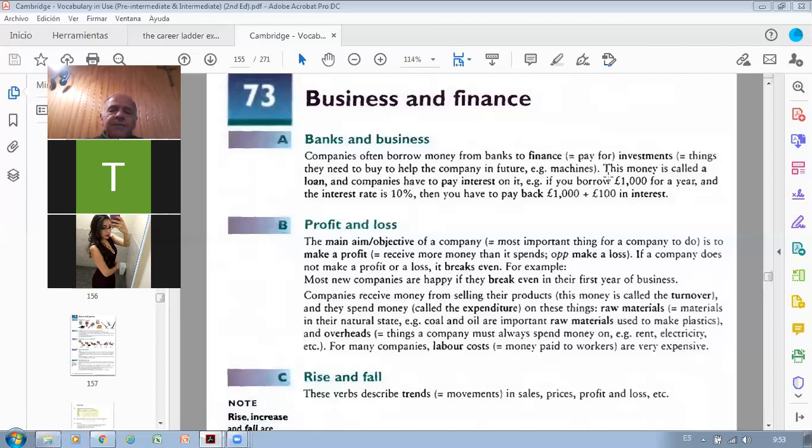What would be in Spanish the word for those terms? Do you understand that? Do you know the words? No. No. Tiare, do you?